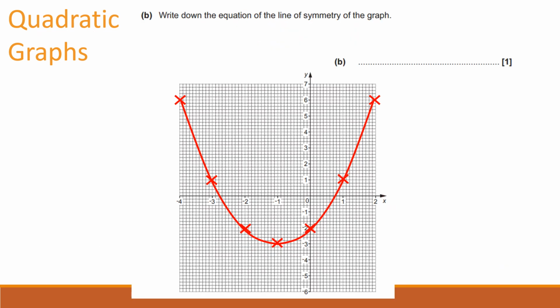Now part B, we've got to write down the line of symmetry of the graph. The line of symmetry is where it's symmetrical about, so you can see clearly I've drawn the line down the middle, which is where it's symmetrical about. The tricky part here comes in writing its equation.